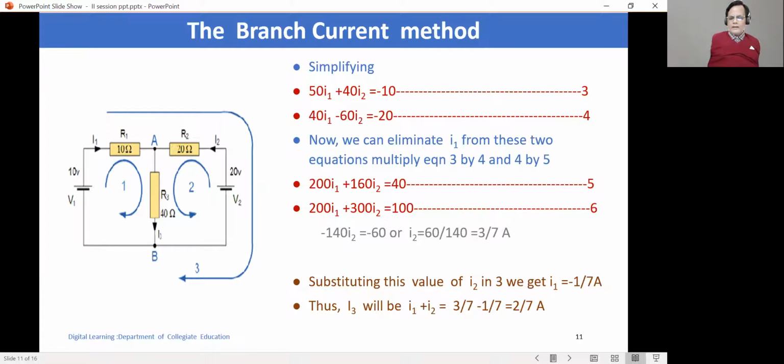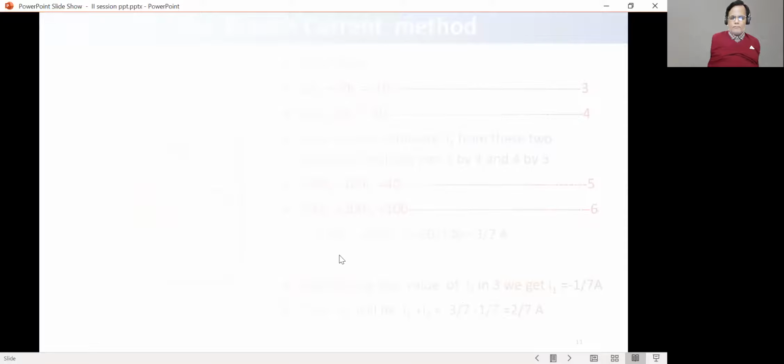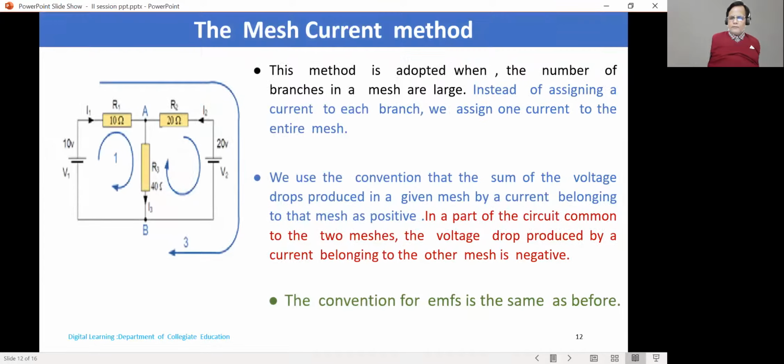So, we have adopted the branch current method, gone through the protocol for solving the network, and also taken a typical example. Now, we can look at the mesh current method. Now, the first question is, why mesh current method? As you can see, if the number of branches or the number of meshes in a network becomes more, as more components are put in a network, assigning a current to each one of them, writing out the equations and solving becomes a laborious process.